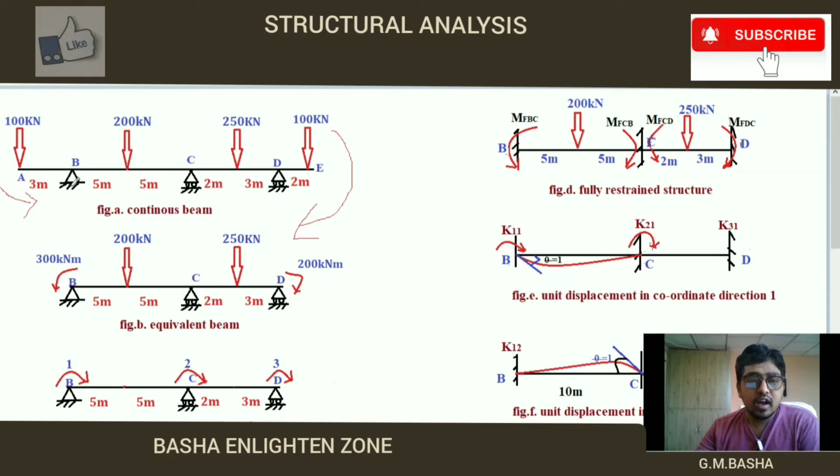See here, at B there will be a hinge support. So see in the equivalent beam, at B there will be a hinge support, at C and D there will be roller support. But here we are removing the entire given supports and we are fixing the total structure. Means at B we are fixing the structure, at C we are fixing the structure, and at D we are fixing the structure. So in the next step we are releasing one by one support and finding the stiffness matrices. So I will discuss that also in another step. So before going to that, we will calculate the fixed end moments based on the fully restrained structure.